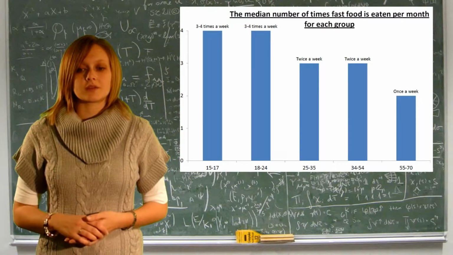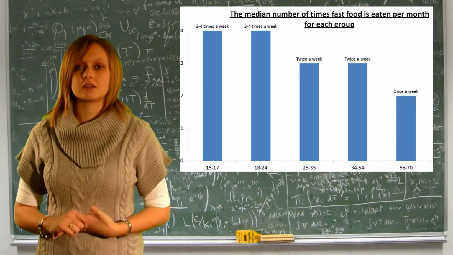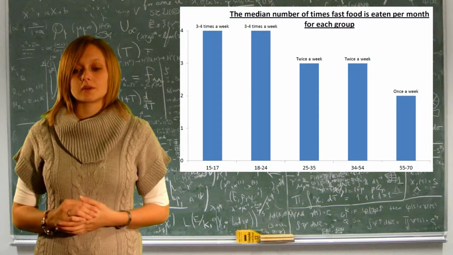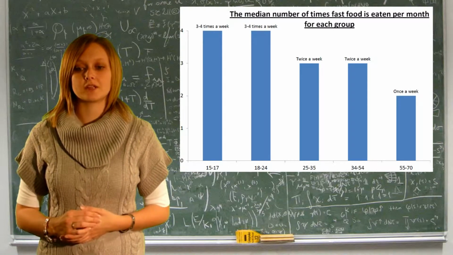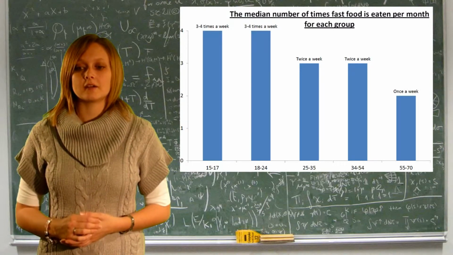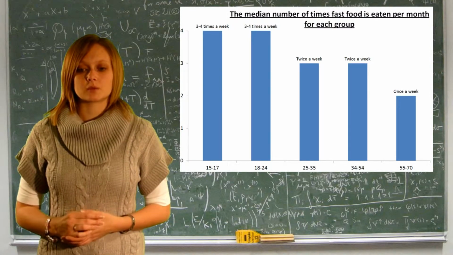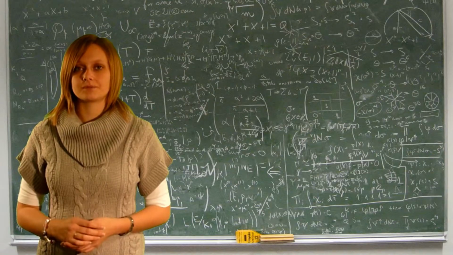We can see that the groups of people aged 15 to 17 and 18 to 24 both have a median of eating fast food 3 to 4 times a month. The groups of 25 to 35 and 36 to 54 have a lower median of just twice a week. And finally, the people in these groups aged 55 to 70 have a median of just once a week. But we have to test this data to see if this difference is significant.